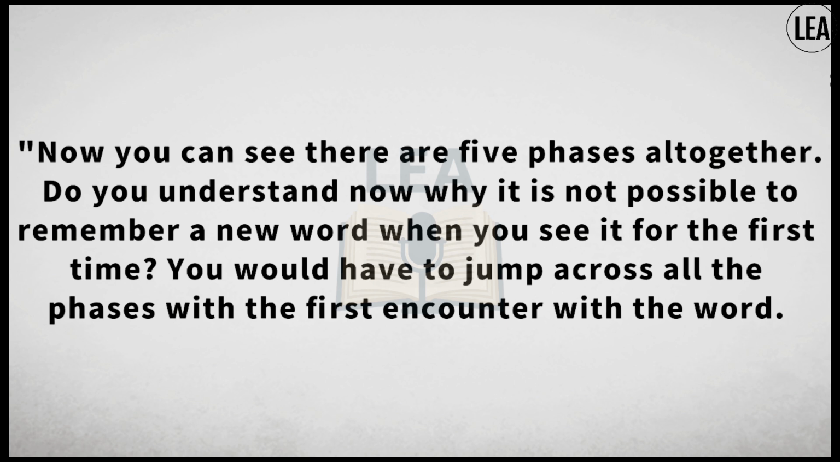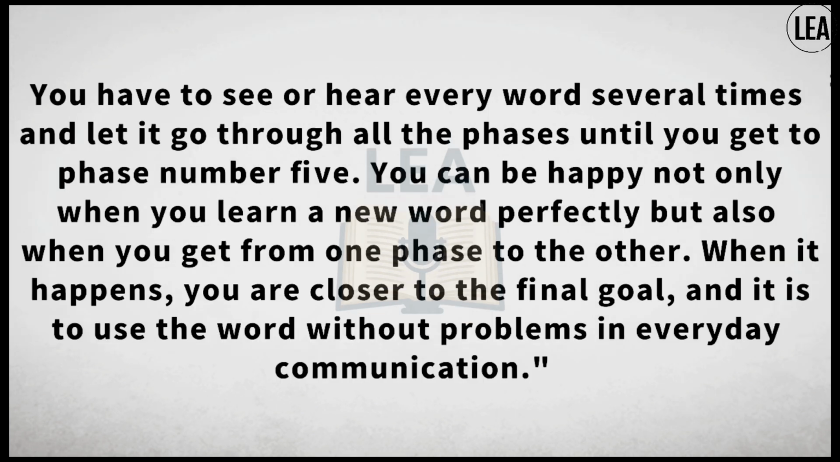Now you can see there are 5 phases altogether. Do you understand now why it is not possible to remember a new word when you see it for the first time? You would have to jump across all the phases with the first encounter with the word. You have to see or hear every word several times and let it go through all the phases until you get to phase number 5. You can be happy not only when you learn a new word perfectly, but also when you get from one phase to the other. When it happens, you are closer to the final goal, and it is to use the word without problems in everyday communication.